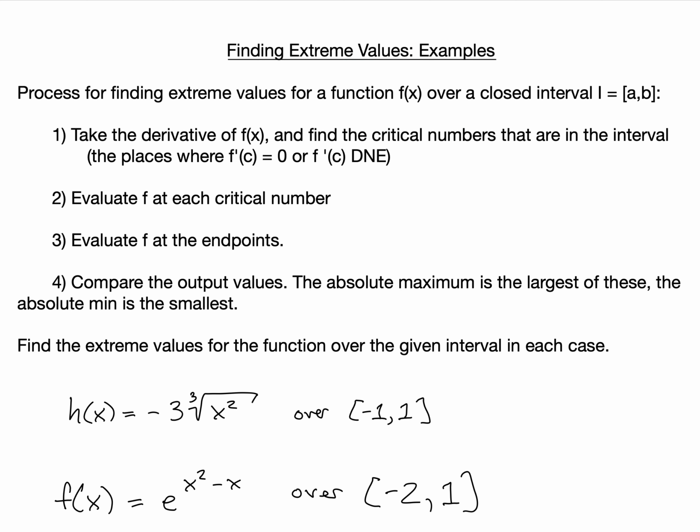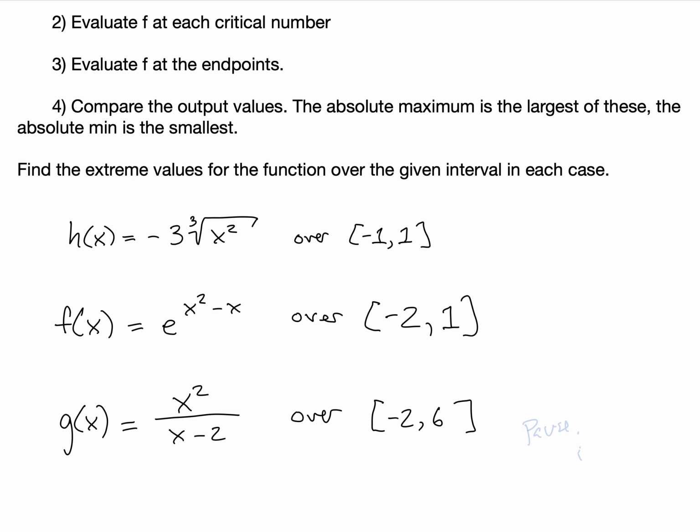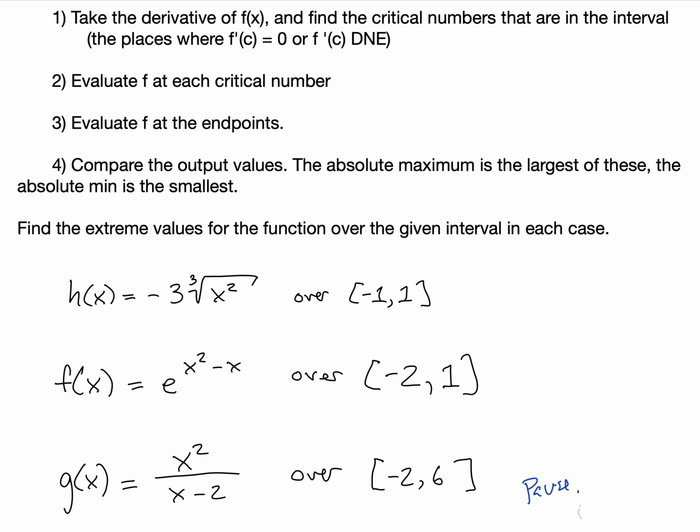I'd like you to try this for each of the examples below. Find the extreme values for the function over the given interval in each case. h of x is negative 3 times the cube root of x squared over the interval from negative 1 to 1. f of x is e to the x squared minus x over the interval from negative 2 to positive 1. And g of x is x squared over x minus 2 over the interval from negative 2 to positive 6. So pause and try those out, and we'll talk about them together.